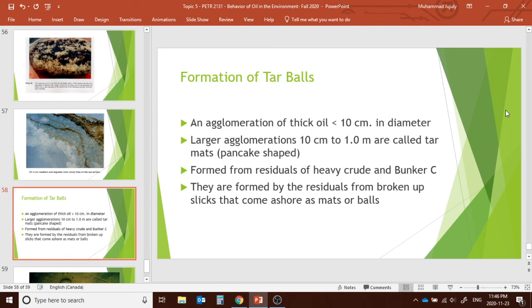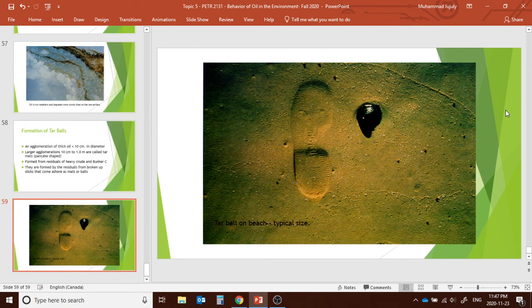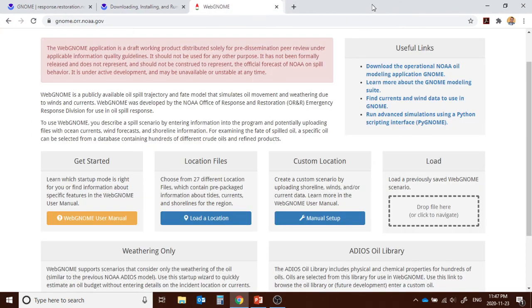Formation of tar balls. Sometimes heavy crude oil can create a thick oil tar, so this type of tar can actually occur. The tar ball is a remnant of the heavy crude oil or the bunker C oil, and it looks exactly like that. So this would be all for this topic.